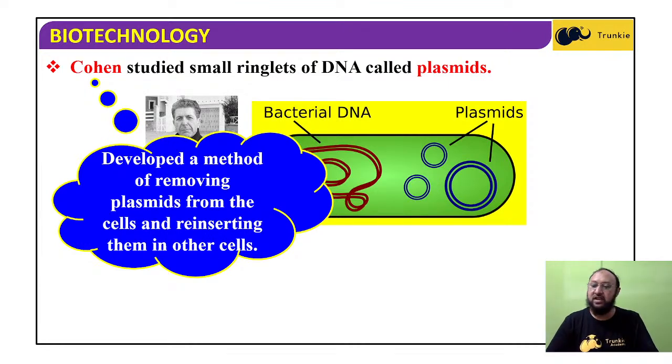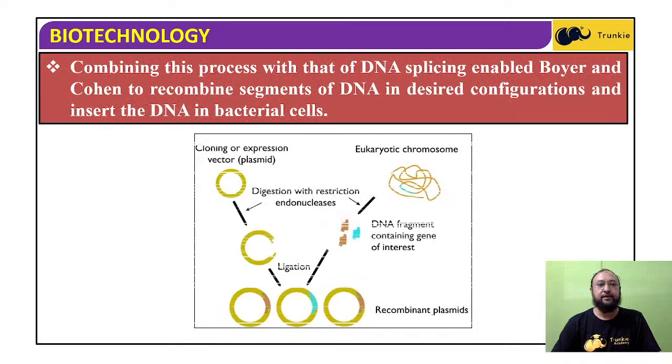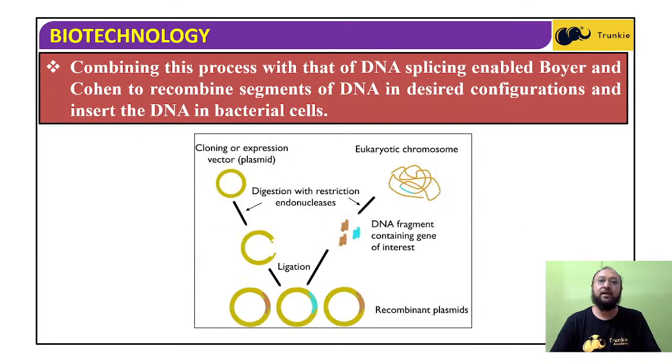So he discovered a technique for removing and inserting the plasmid. Combining this process with that of DNA splicing enabled Boyer and Cohen to recombine segments of DNA in desired configurations and insert the DNA into bacterial cells.